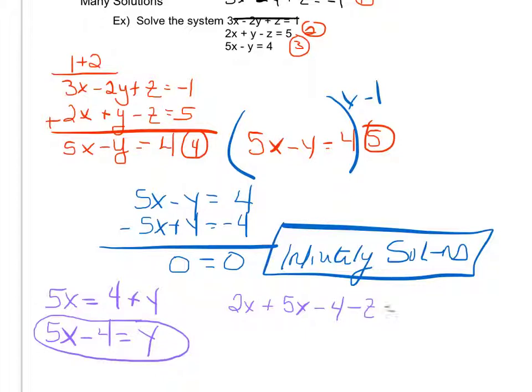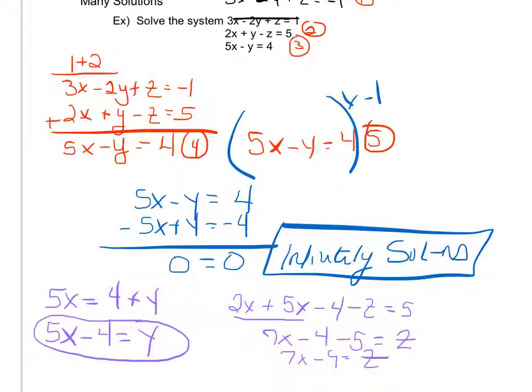Minus z equals 5. So I'm going to add z. I'm going to add my x's. So I get 7x minus 4. I'm also going to subtract my 5 from both sides and add z to both sides. So that tells me, cleaning up a little bit, that 7x minus 9 equals z.